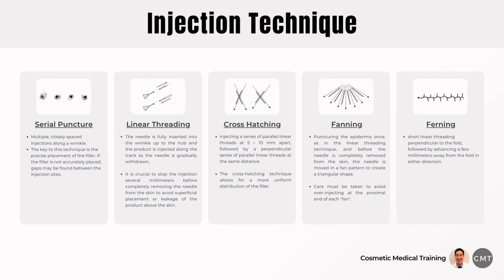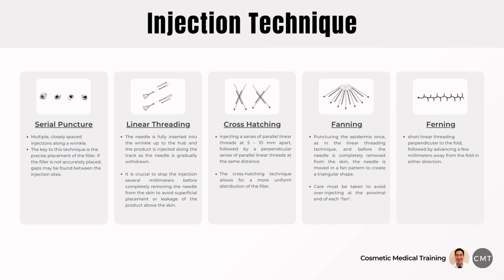Serial puncture. The serial puncture technique involves multiple closely spaced injections along a wrinkle. The key to this technique is the precise placement of the filler. If the filler is not accurately placed, gaps may be found between the injection sites. This technique is less desirable due to the multiple puncture wounds it generates. However, it can be effective for treating fine lines and wrinkles, provided that the practitioner has a steady hand and a keen eye for detail.